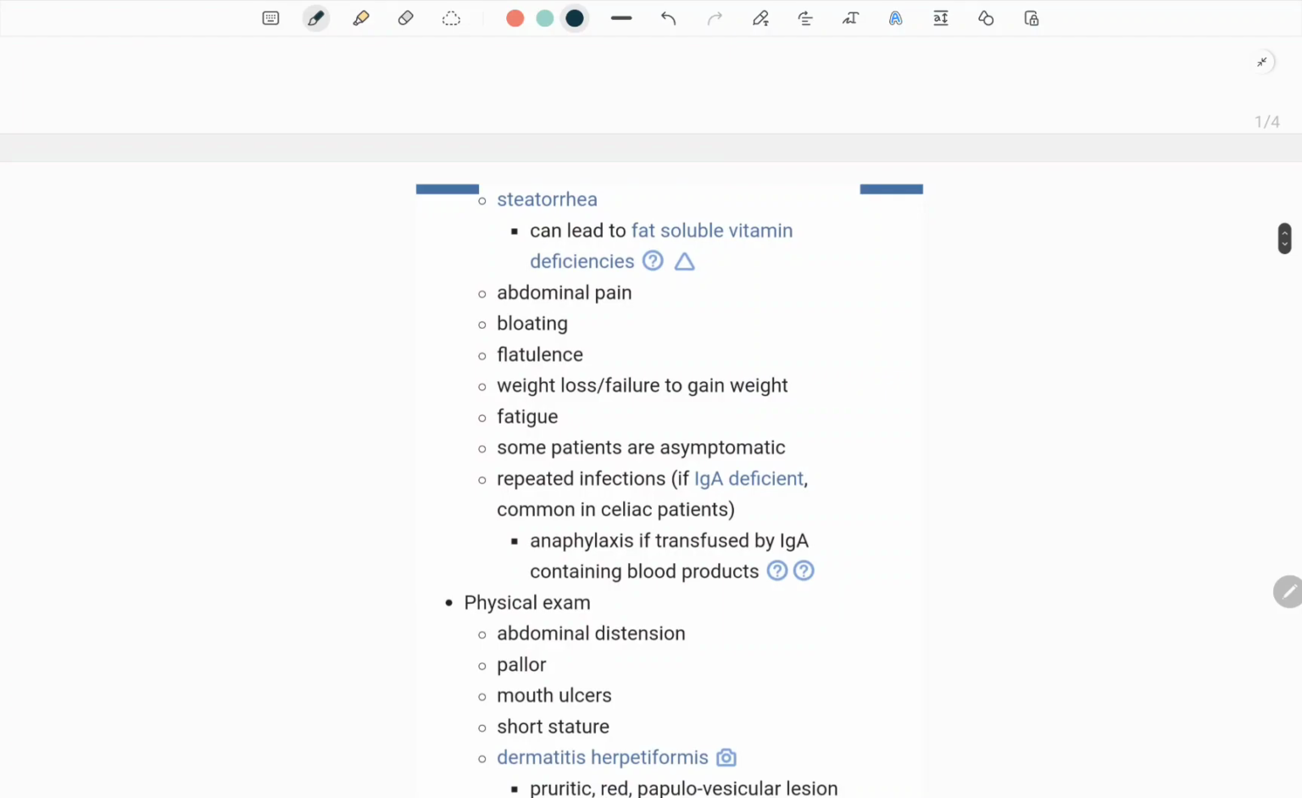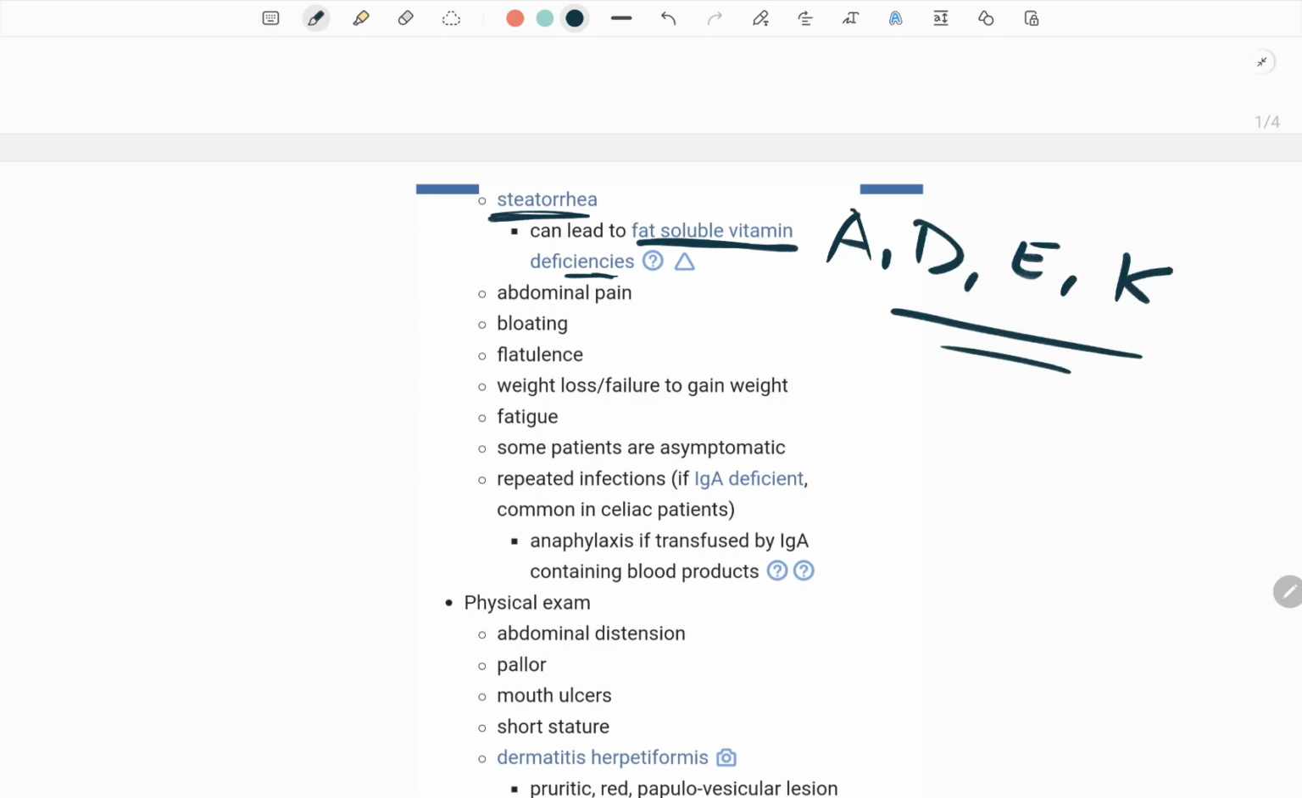Now let's talk about the clinical features. Steatorrhea is the most common feature, and it can lead to fat soluble vitamin deficiency. What are the fat soluble vitamins? A, D, E, K. These are the fat soluble vitamins, and deficiency is usually seen here. Other features are abdominal pain, bloating, flatulence, weight loss or failure to gain weight, and fatigue. Some patients are asymptomatic. There can be repeated infections if IgA deficiency is present, which is common in celiac patients, and anaphylaxis if transfused with IgA containing blood products.